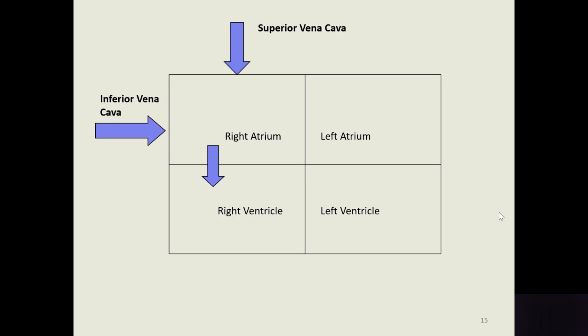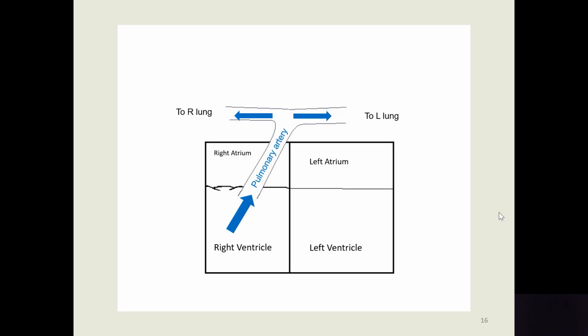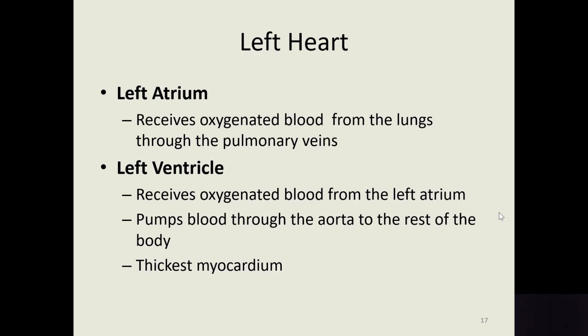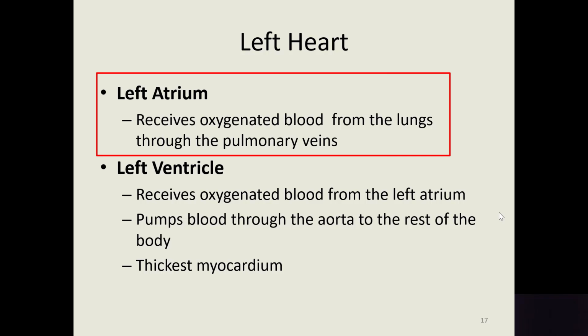It's very simplified, right? So superior vena cava, inferior vena cava into the right atrium. From the right atrium, that blood is going to pass into the right ventricle. From the right ventricle, that blood is going to pass into the pulmonary arteries and into the right and left lungs. Once the blood's in the lungs, it's going to pick up oxygen, and then that oxygenated blood is going to return to the heart through the pulmonary veins into the left atrium. So the left atrium is going to receive oxygenated blood now from the lungs through the pulmonary veins.